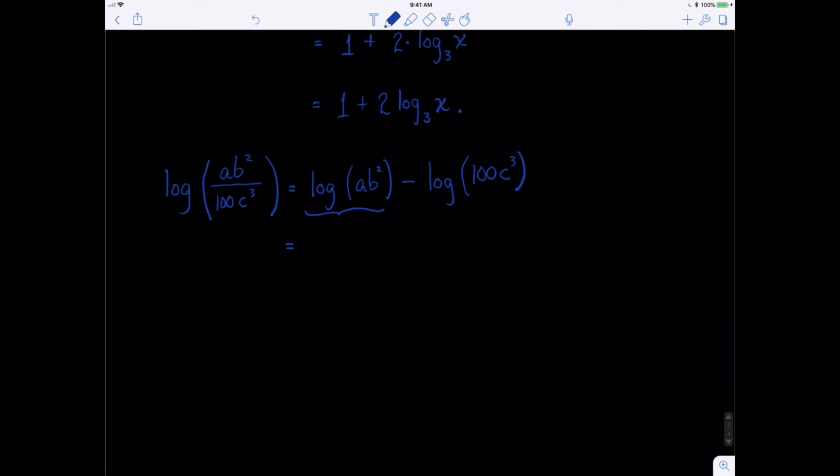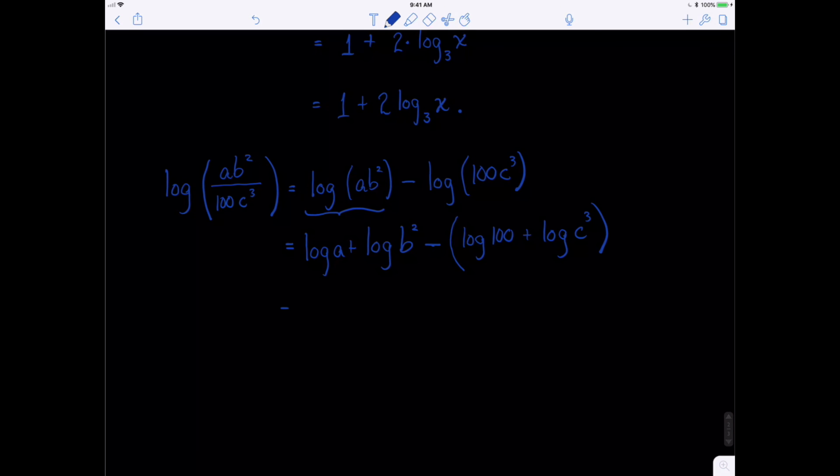Now we can begin to expand each of these because each is the log of a product. So we can write this as the log of A plus the log of B squared minus, now when we break out this next log, remember that all of this came from the denominator, so I'm going to have to put a parenthesis in there. Minus, this bottom part becomes the log of 100 plus the log of C cubed.